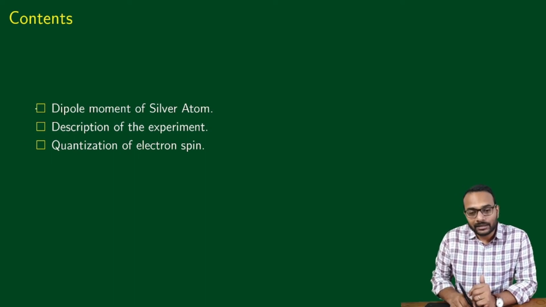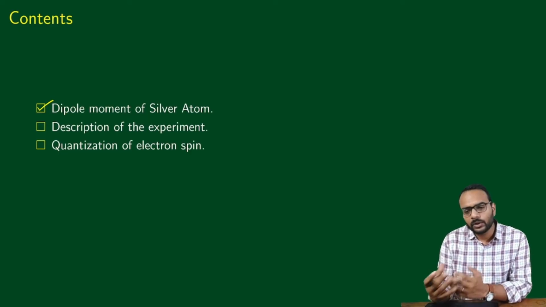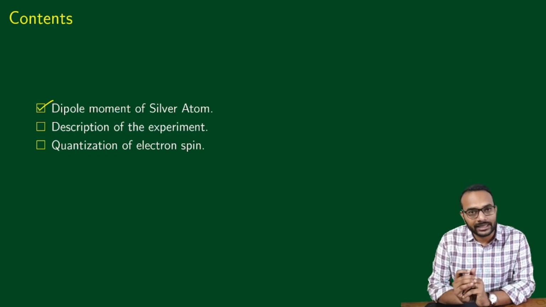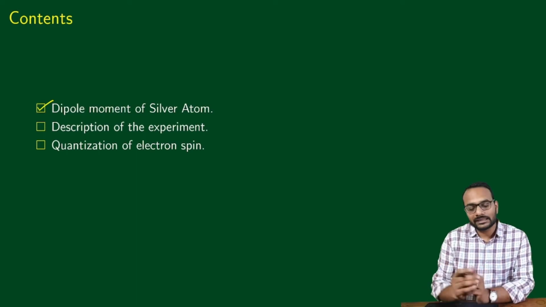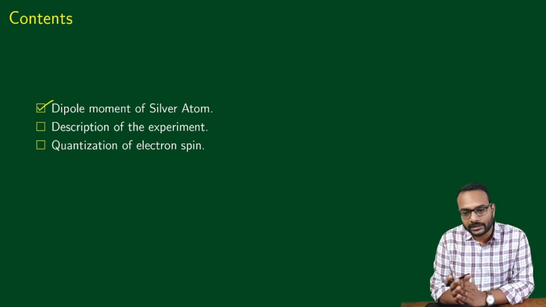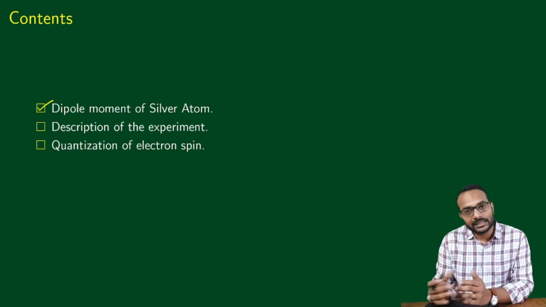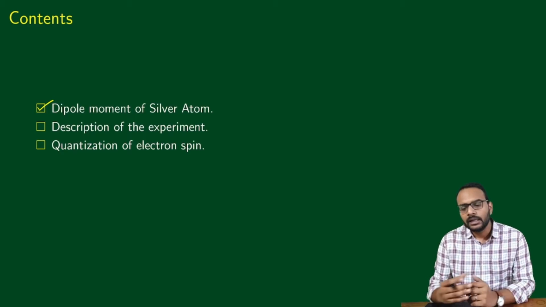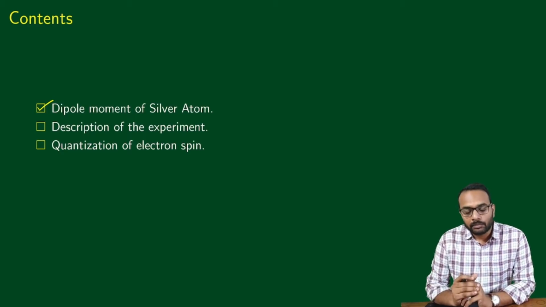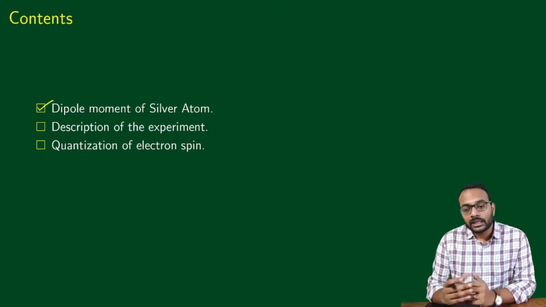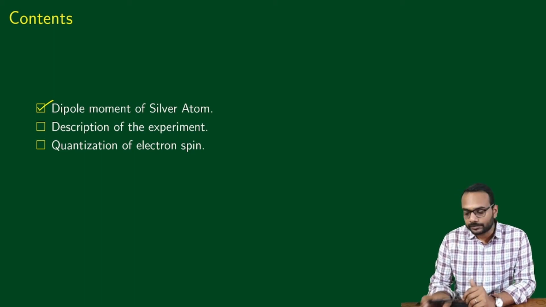So we'll start by discussing the dipole moment of silver atoms, because we know that if the silver atoms have some sort of a dipole moment, they will get deflected in the inhomogeneous magnetic field. So we'll first try to understand the dipole moment of silver atoms, and then we'll describe the experiments and see how these silver atoms will behave in an inhomogeneous magnetic field. And this session will conclude by discussing the phenomenon called quantization of electron spin.